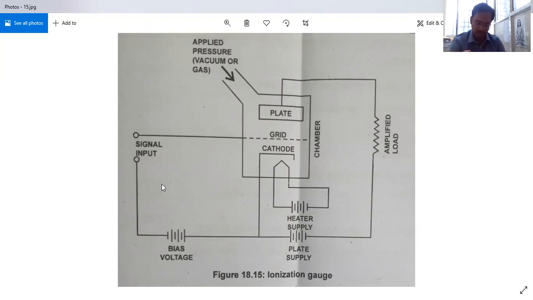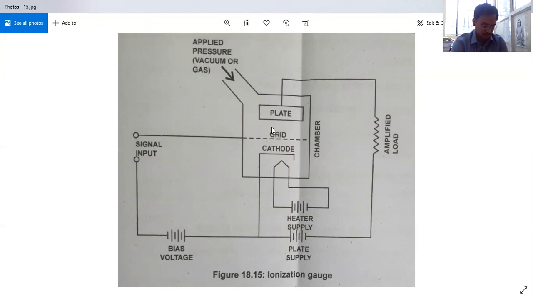So finally, the first step is that the gas whose pressure is to be measured is connected to the chamber. The second point, the grid draws electrons from the cathode, and these electrons collide with the gas molecules which have entered, thereby causing ionization of the gas molecules.